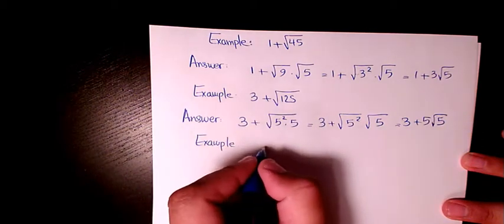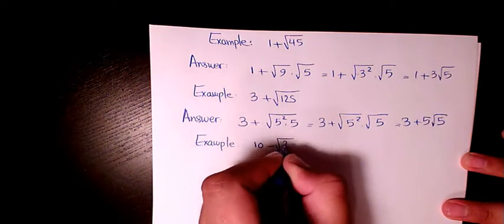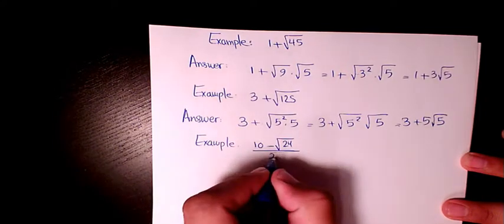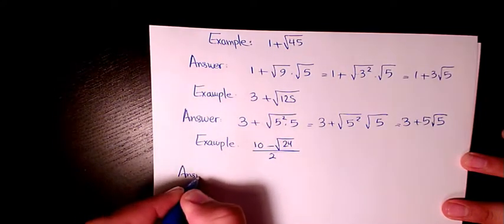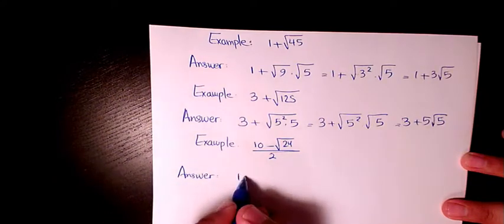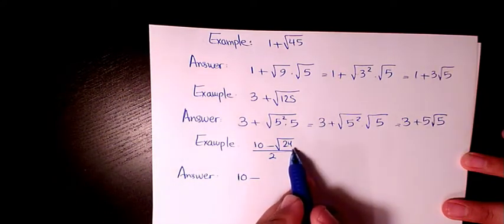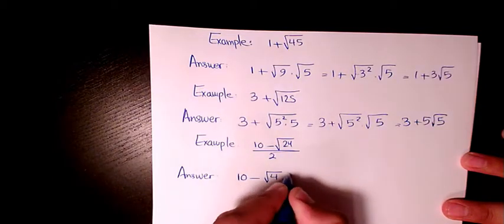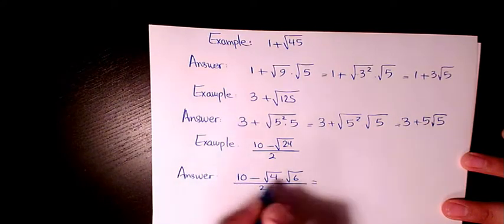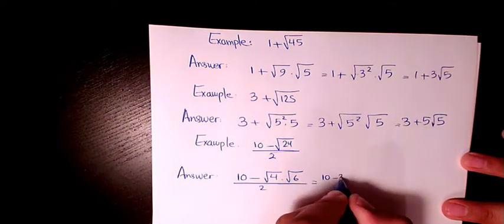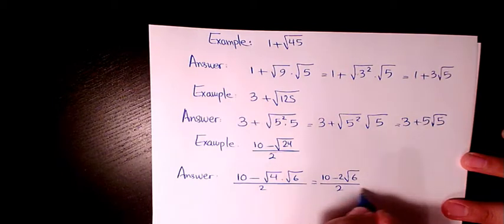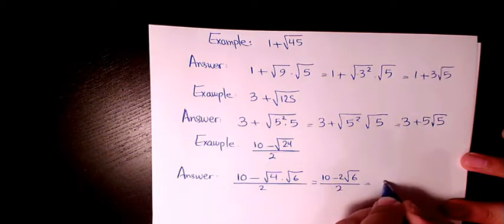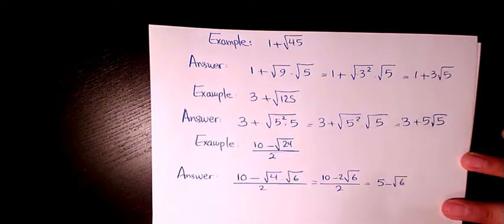Next example. We have 10 minus the square root of 24, divided by 2. The answer is, we have 10 minus, 24 is 4 times 6, so we have the square root of 4 times the square root of 6, divided by 2. The square root of 4 is 2, so it's going to be 10 minus 2 root 6, divided by 2, and then we simplify it. It will be 5 minus root 6, because 10 divided by 2 is 5, and 2 root 6 divided by 2 is going to be root 6.